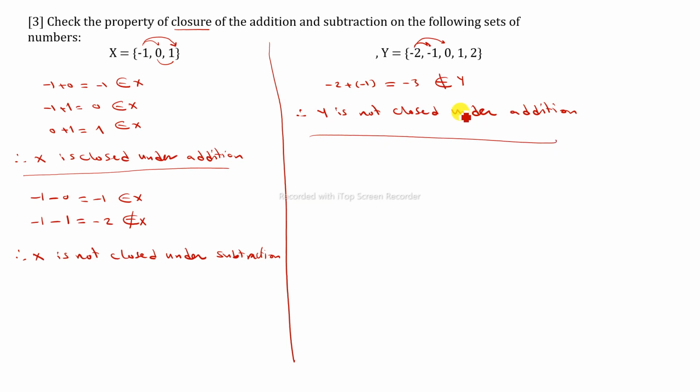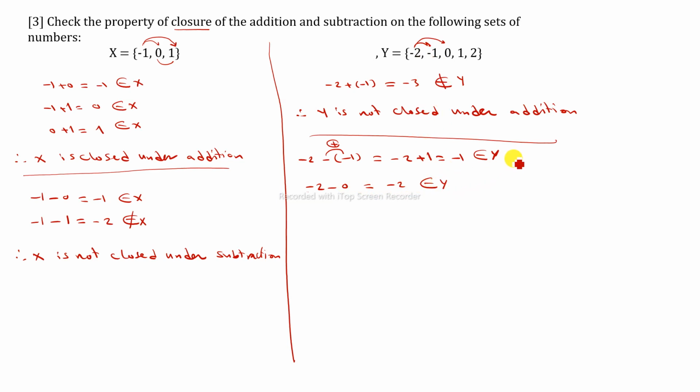تعال نشوف set y is closed under subtraction or not. هنعمل مثلا negative 2 minus negative 1, that means negative 2 minus minus معناها plus, negative times negative is positive, يبقى negative 2 plus 1 is equal to negative 1. Negative 1 موجود, belongs to set y. هنجرب حاجة تانية، negative 2 minus 0، negative 2 موجود في set y.